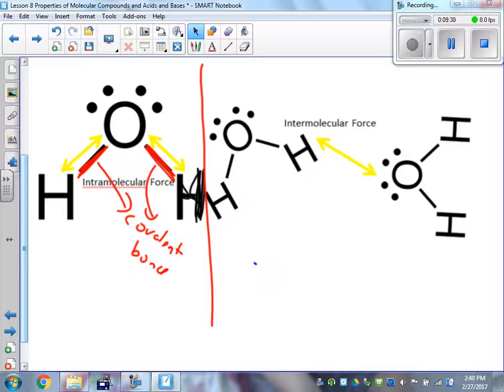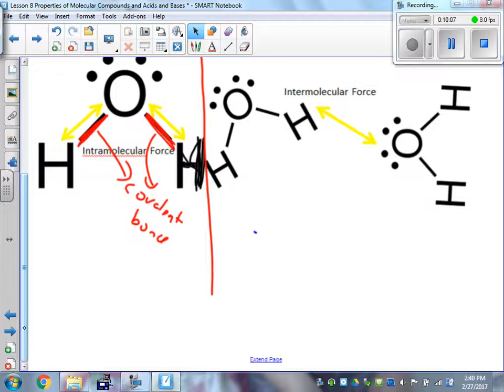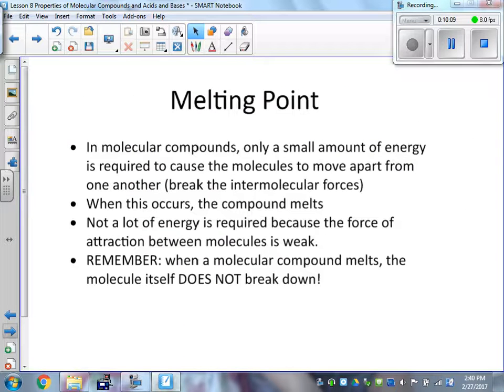There's probably in this bottle here, I could actually probably weigh it out and figure it out, but I bet you there's probably like 6.02 times 10 to the 23 waters in here. Lots. 602 with about 21 zeros after it. Okay, that's how many water molecules are in here. And they're all linked together through intermolecular forces. Okay? That's the difference between the two.